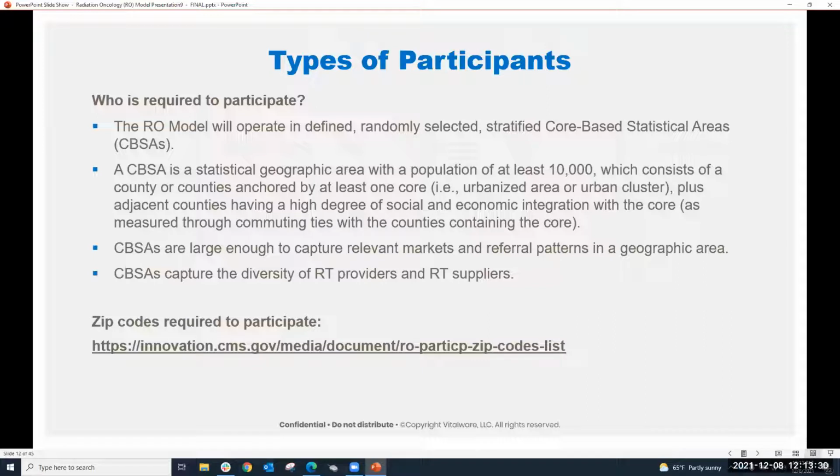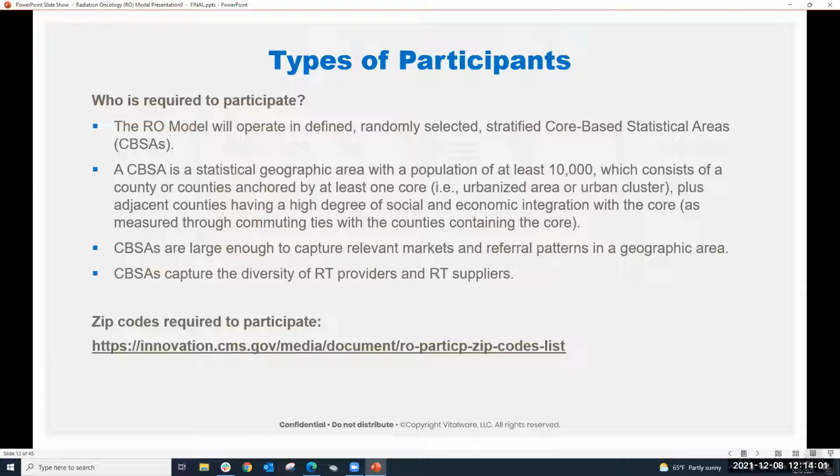Another thing to note is that participants are excluded if they are a hospital participating in the Pennsylvania Rural Health Model, if they are a hospital participating in the community transformation track of the CHART Model, if they are furnishing radiation therapy services solely in Maryland, Vermont, or US territories, or if they are ambulatory surgical centers, critical access hospitals, or PPS-exempt cancer hospitals.